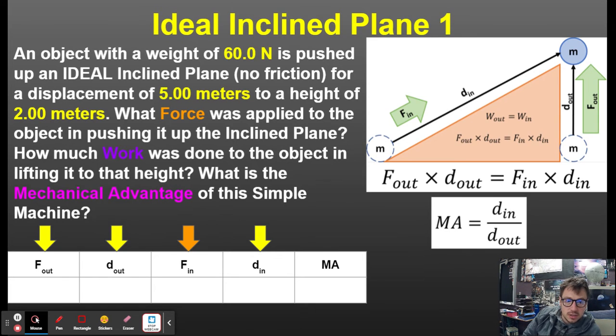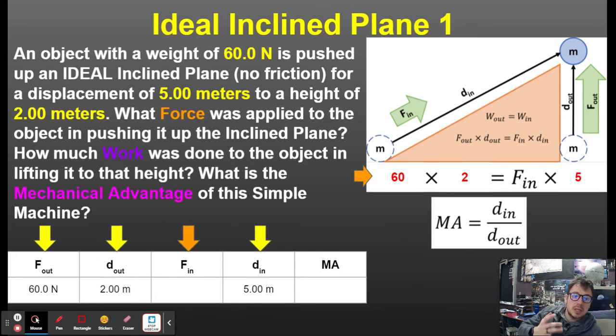That's how much work is done, right? Now, all I do is plug it into my law of simple machines, right? So 60 times 2, that's 120. That's the amount of work that this machine does by lifting it up to that height. And I get the input force is 24 newtons.